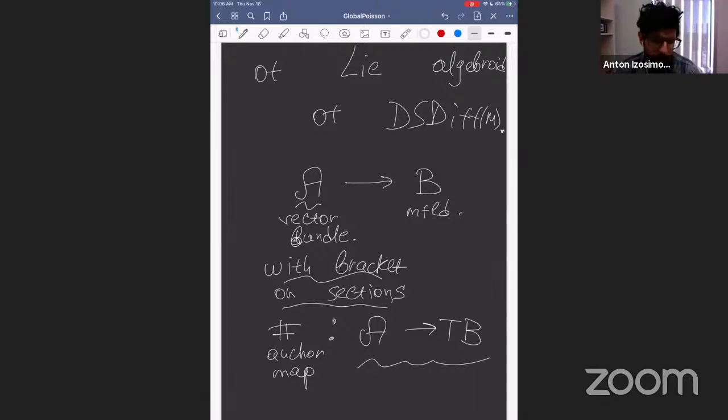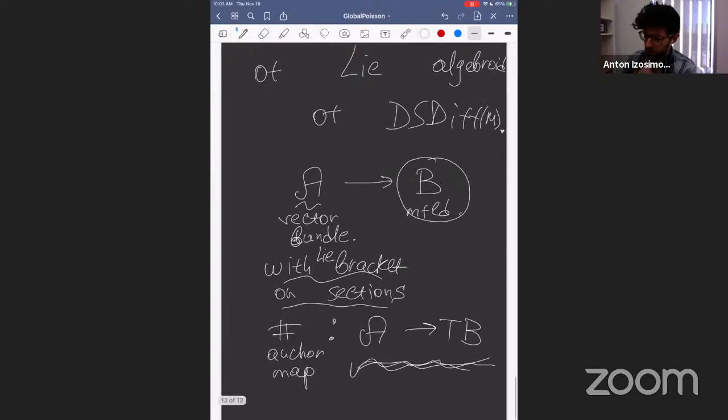The simplest example is the tangent bundle itself as the vector bundle. The anchor map is the identity map, and the bracket on sections is the usual Lie bracket on vector fields. The other extreme example is when B is just a point. In that case the anchor map is clearly trivial because the tangent bundle is trivial, and the bracket on sections just becomes a Lie bracket on A, which is a vector space. So in that case, it's a Lie algebra. So a Lie algebroid is something that generalizes tangent bundles on one side and Lie algebras on the other side.